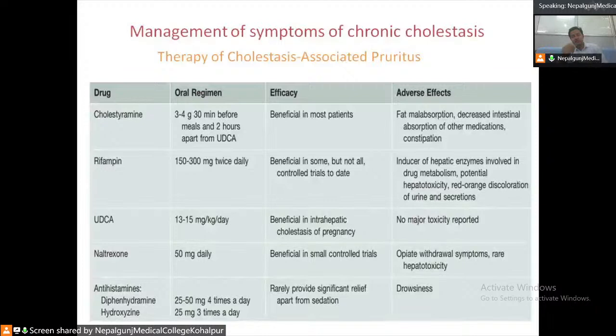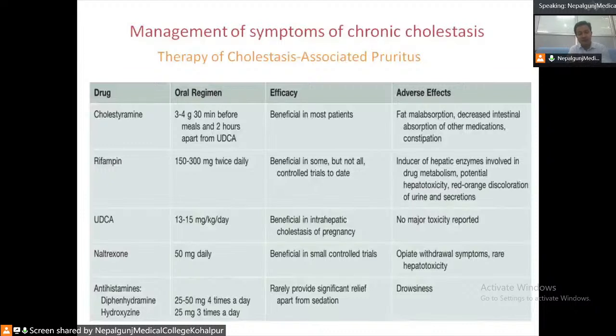So let's start with cholestyramine. In PBC, the level of bile acid is very high. So bile acid binding agents bind the bile acids. So the systemic absorption is less, and the side effects are less. This drug is cholestyramine. It is an oral drug. The dose is high, 3 to 4 gram, 30 minutes before meals, and 2 hours apart from UDCA.